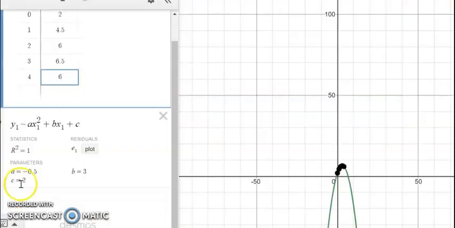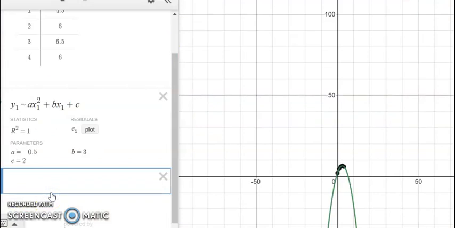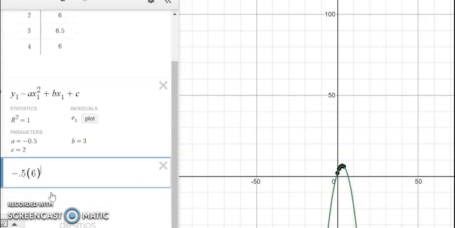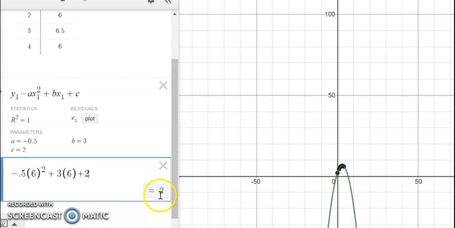Remember I told you we could take the equation we created, negative 0.5. Instead of x, we're going to put 6 seconds, and we're going to square it. And then we're going to add 3 times that 6 seconds again. And then we're going to add our c, which is a 2. So 2 feet is where he would be after 6 seconds.